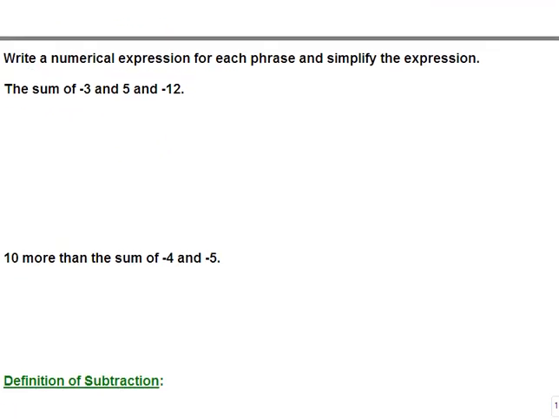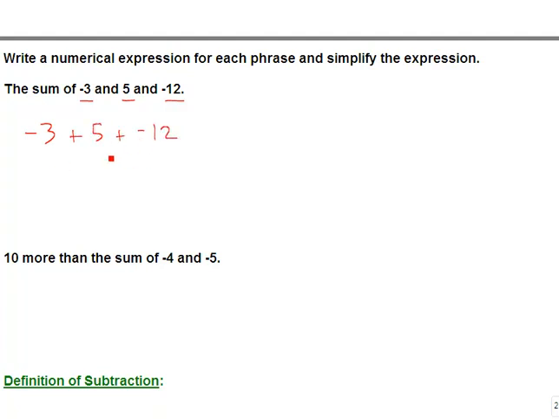In the next couple of examples, we're going to be doing some translating first. We're going to take our English phrase here and translate it into a mathematical expression, and then we're going to simplify. So we want the sum of -3 and 5 and -12. So sum means add, and here we're actually adding three numbers, -3 and 5 and -12. So that's just going to look like -3 plus 5 plus -12.